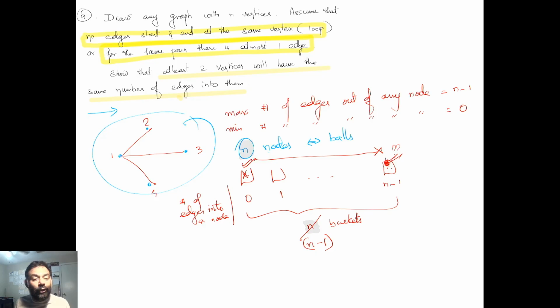So the moment you show this point, you are in classic pigeonhole, because now you have n nodes and n minus 1 buckets. Then the question is obvious. All you're asking essentially is, if you throw n balls into n minus 1 buckets, there'll at least be one bucket which will have more than 1 ball, which is also another way of saying that there'll at least be one pair of nodes with the same number of edges outside it.